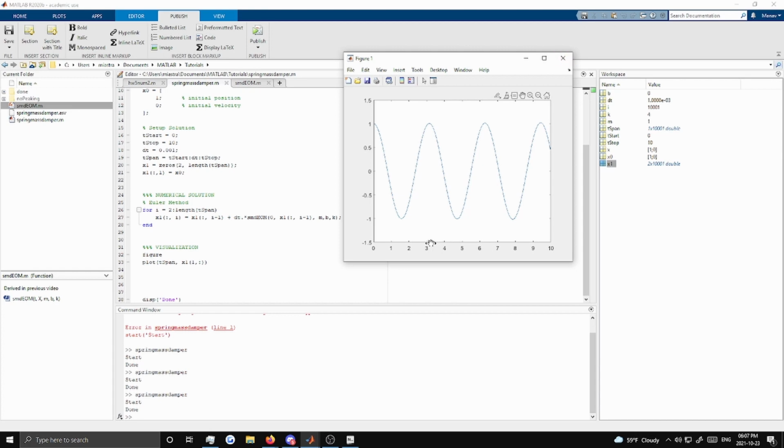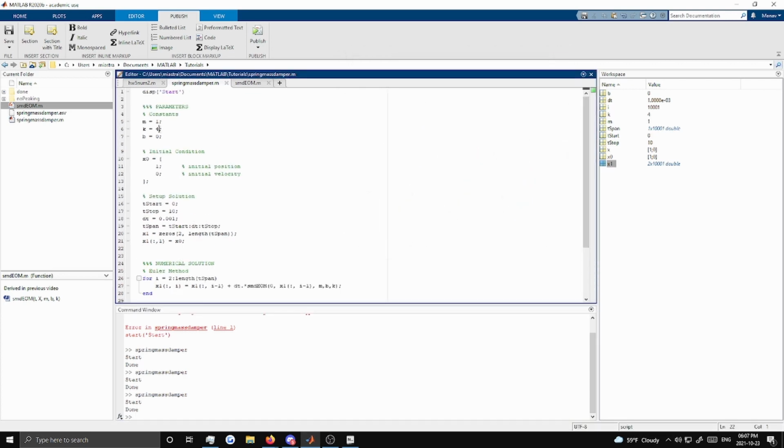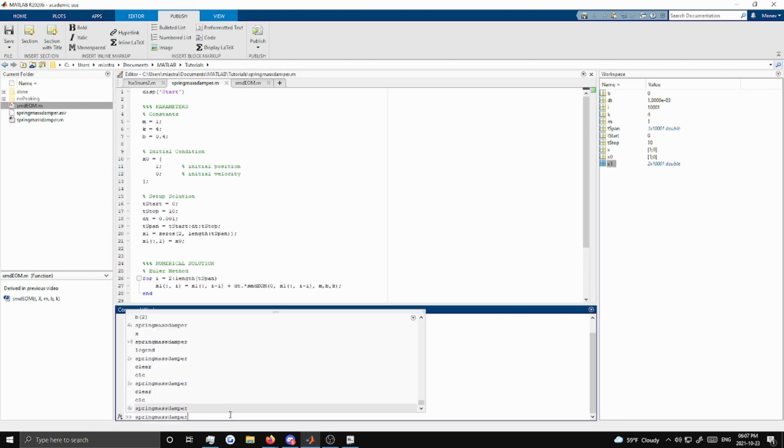And if we check, we can even see that we have a period of pi, which is to be expected, right? We have a mass of 1 and spring constant 4. But now, if we add a bit of damping, say by changing this to 0.4, well, now we would expect some sort of decay to occur.